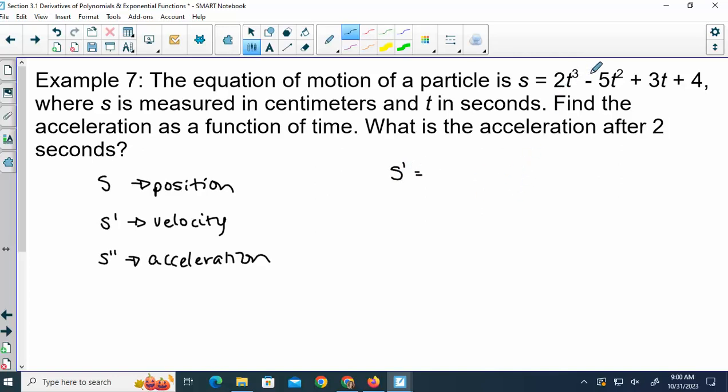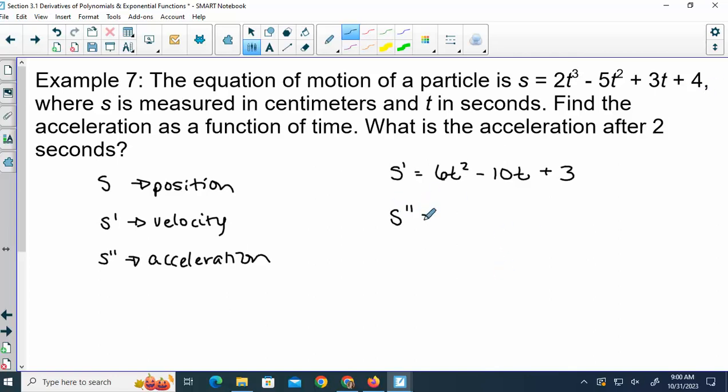From yesterday we know we bring down that exponent and multiply it with what's there. So 2 times 3 gives me 6t squared, minus 5 times 2 is 10t. What's the derivative of 3t? 3t to the 1, which is the same as 3. And the derivative of 4 is 0, so that's gone. That's velocity. We need acceleration.